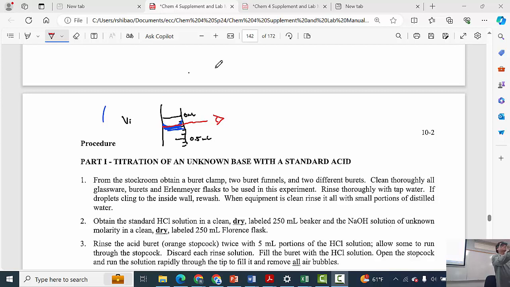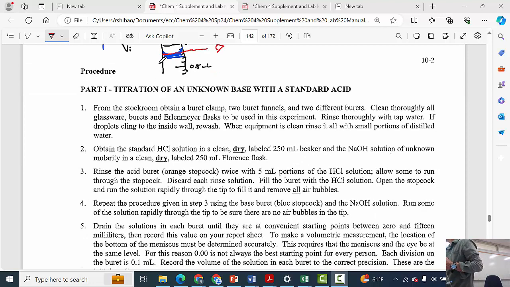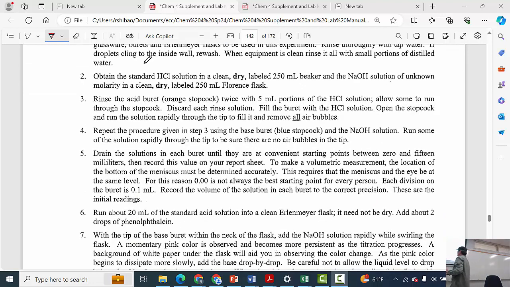All right, now that's screwed up my initial. To ensure that I have enough base in here, I need my initial value to be between 0 and 15 milliliters. Actually, this is getting close to 15. I'll probably pour a little bit more base in here. I don't want to run out. And I'm not going to waste the time getting it right on 0, so I'll just fill it up.